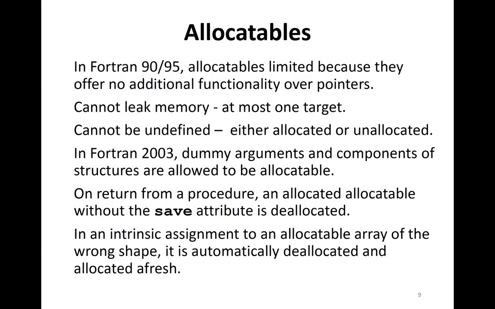And we also said that on return from a procedure, an allocatable array that wasn't given the save attribute would be automatically deallocated. So things were made easy for you. And also, if you do an array assignment to an allocatable array and the allocatable array is the wrong size, it doesn't fail. It deallocates the old copy and makes a new copy of the right size. Very friendly situation for you. So allocatable arrays was something we regarded as very desirable.